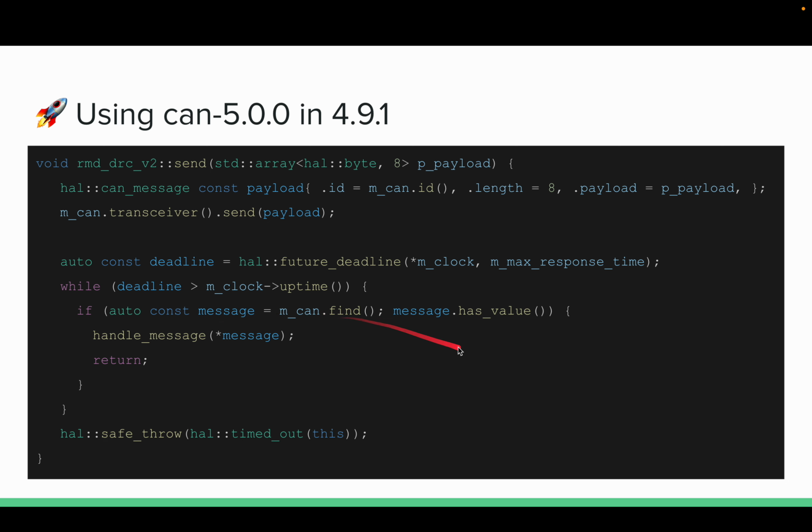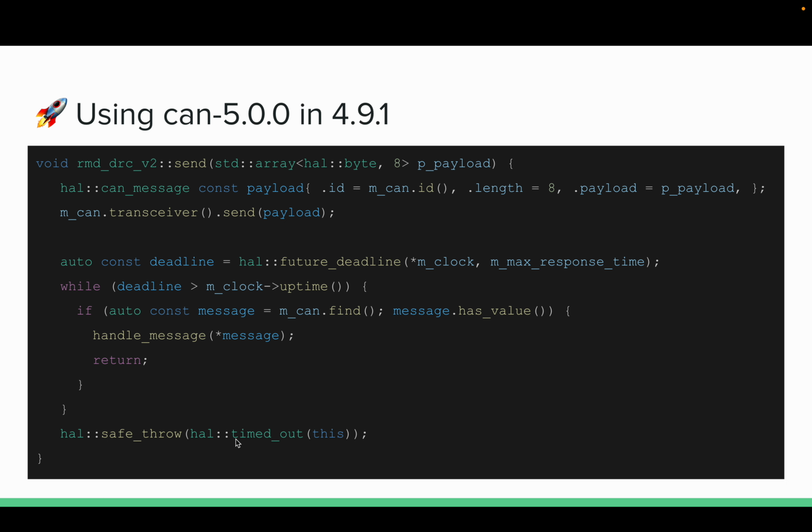If there are, then the result will have a message set. This is actually an optional. You can then pass this optional into a function called handle message, which is internal to RMD's code to handle that message. And after that, we just leave. If for some reason we get past this deadline, we throw an exception saying that we timed out. And that's pretty much a short explanation of how to work with the CAN transceiver and the drivers.